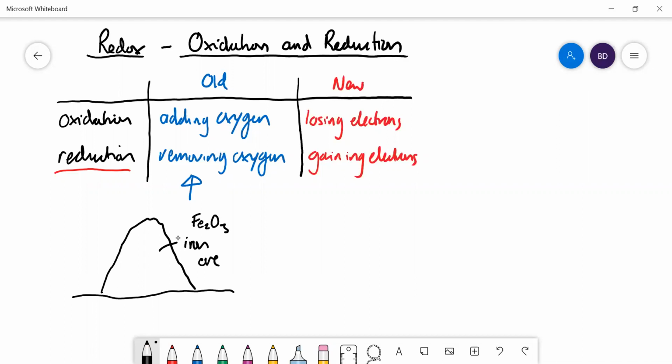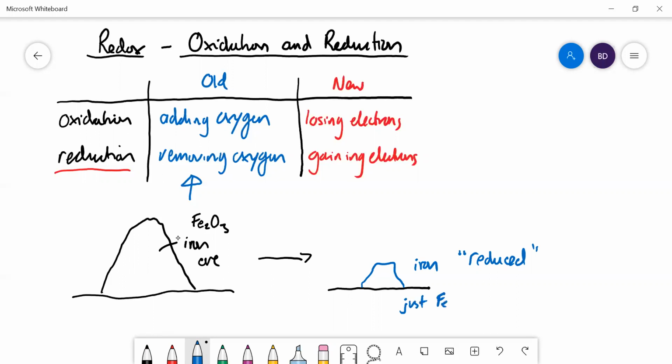You heat that up with carbon, with coke or with charcoal, and you would get a smaller amount of iron, so the amount was reduced. That's where the word comes from. And of course, we know why we get less iron than the iron oxide: this is just iron here. There's no oxygen in it, so it's obviously going to be lighter. So that's where the word reduce comes from.